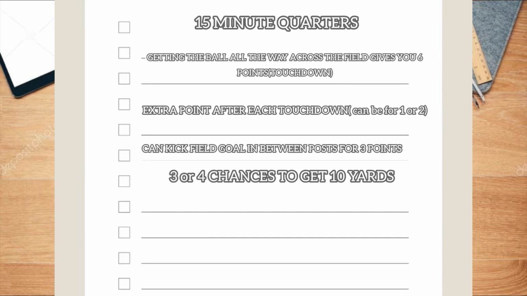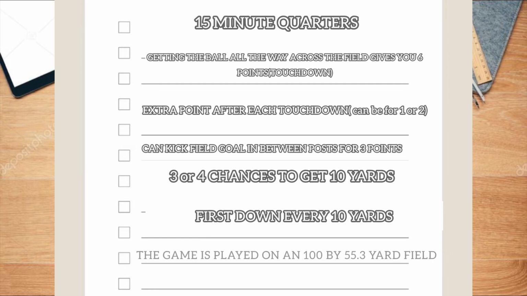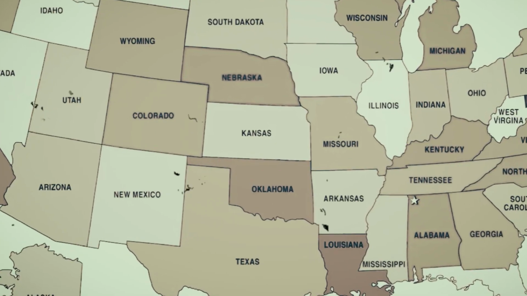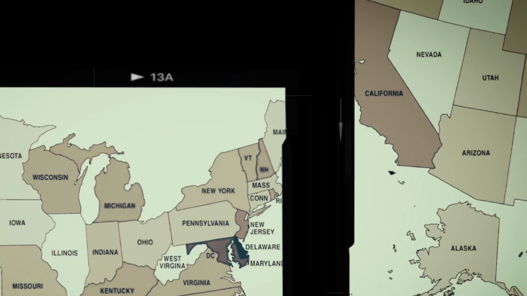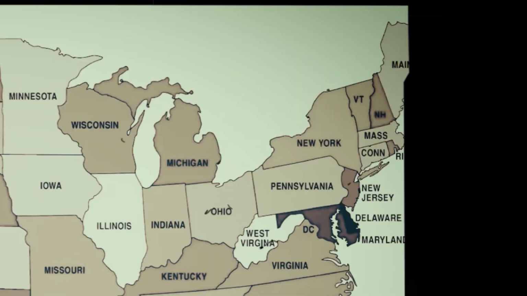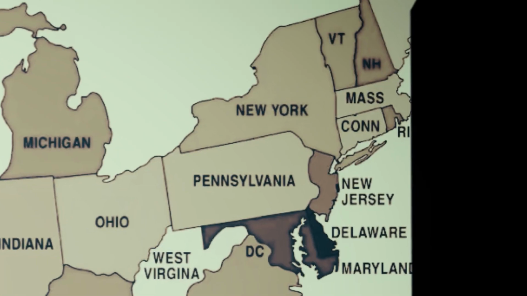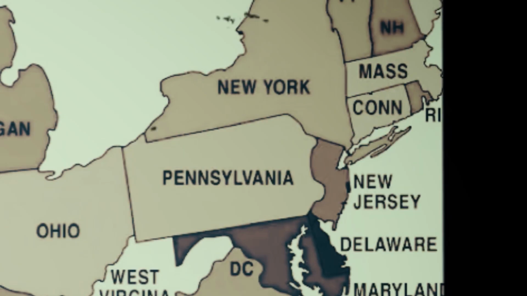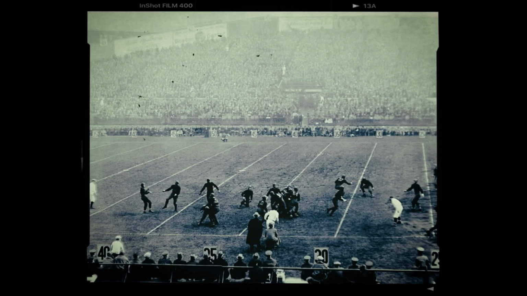You have 3 or 4 chances to get 10 yards, and there is a first down every 10 yards. The game is also played on a 100 by 55.3 yard field. The history of football is hard to understand because football was being played in many places, but the first organized game of football recorded was in 1869 in New Brunswick, New Jersey.